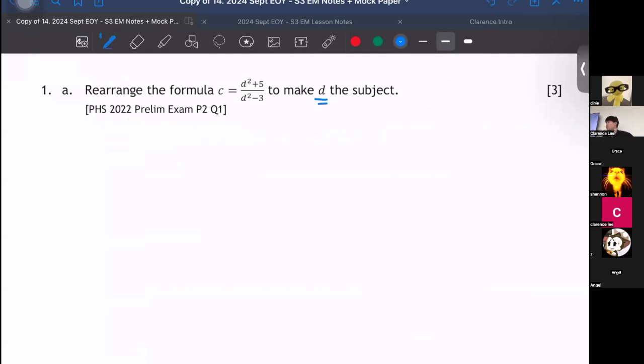First things first, you will always see a fraction, and you don't want a fraction. So multiply both sides by the denominator so that you don't have a fraction anymore. That is your very first step. You don't want a fraction. Then afterwards, you want to make d the subject of the formula. So anything that has a d, you bring to one side, which means you can bring this over, or the other way around, up to you.